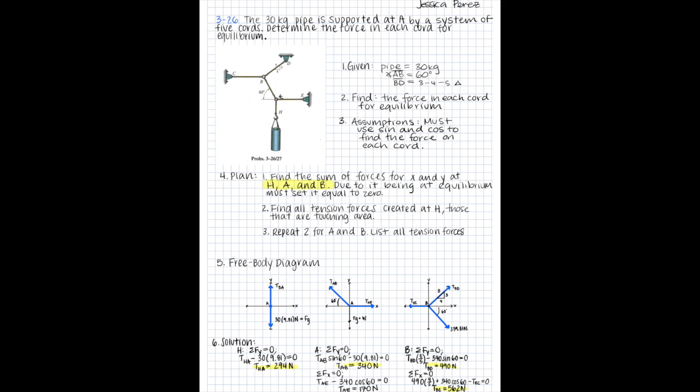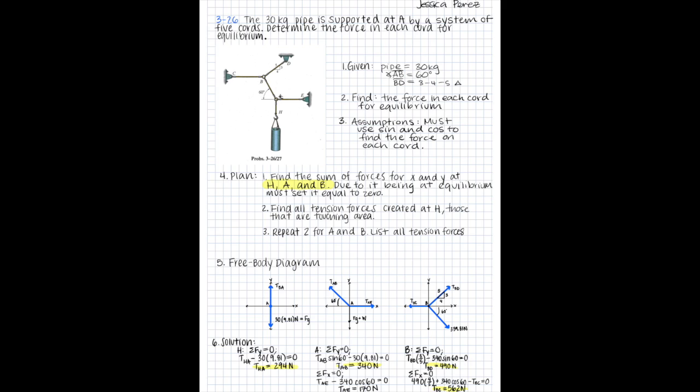So first we have to identify our givens, which would be the weight of the pipe, which is 30 kilograms. And then we're also given the angle at line AB, which is 60 degrees. And at line BD, we can see that there's a 3, 4, 5 triangle.